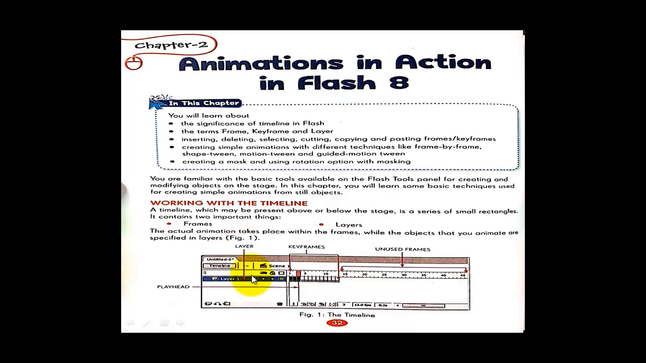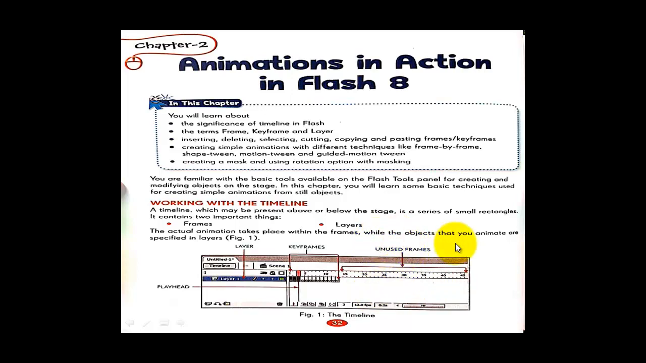Here the layers are given: layer 1, layer 2. You can create layer 1, layer 2, layer 3 according to your desires, that means as many layers as you want. Then these are the keyframes and these are the unused frames. The actual animation takes place within the frames. There is a vertical red line here, known as the playhead. You can drag it left and right to see the animation, which I'll explain afterwards.